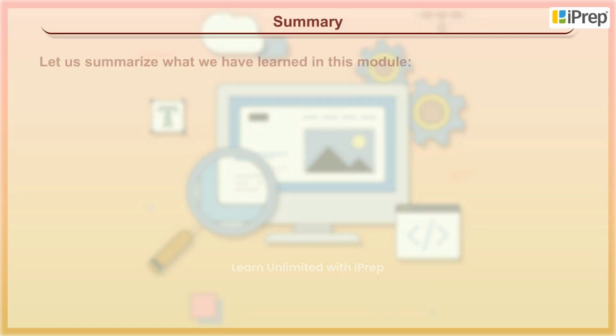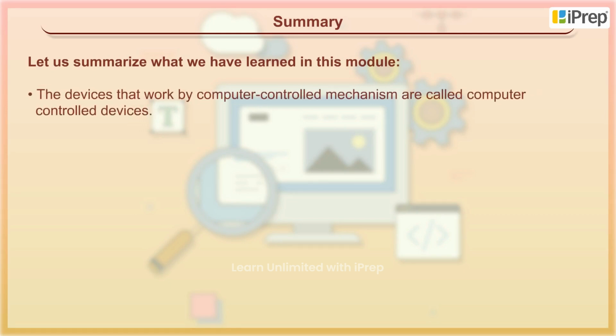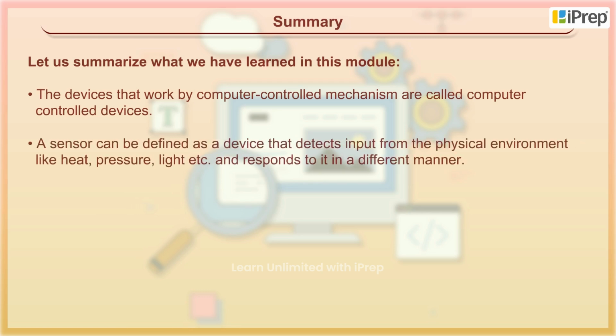Summary. Let us summarize what we have learned in this module. The devices that work by computer-controlled mechanism are called computer-controlled devices. A sensor can be defined as a device that detects input from the physical environment like heat, pressure, light, etc., and responds to it in a different manner.